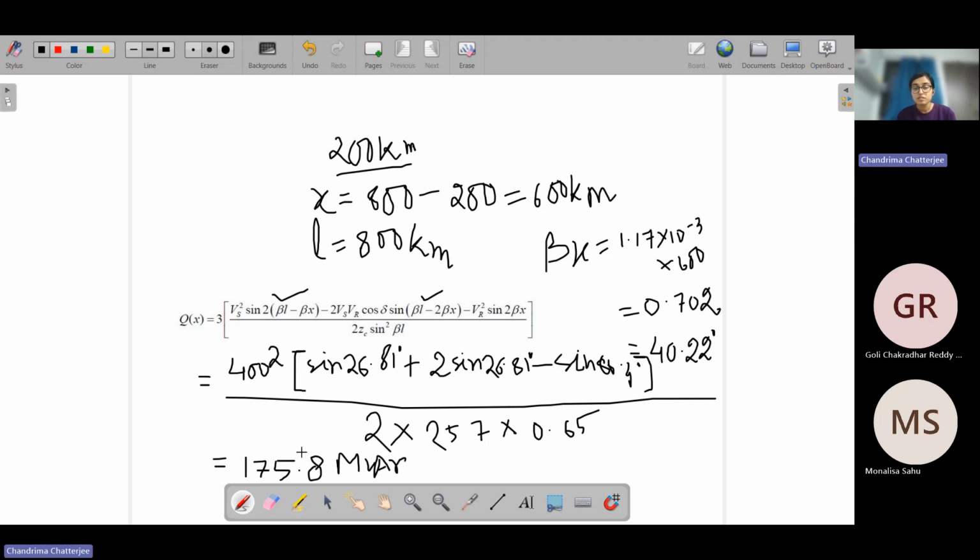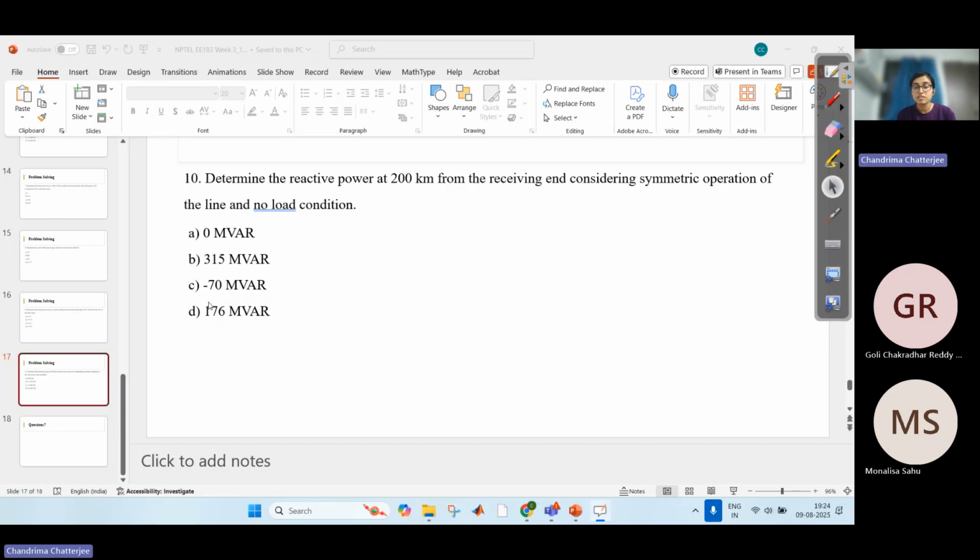Did you get this answer? Approximately same, around 180 or 140. Okay, so option D, that is the best match here. That will be the correct answer.